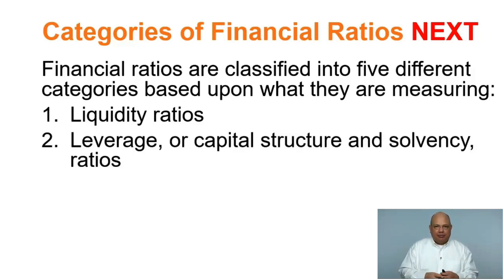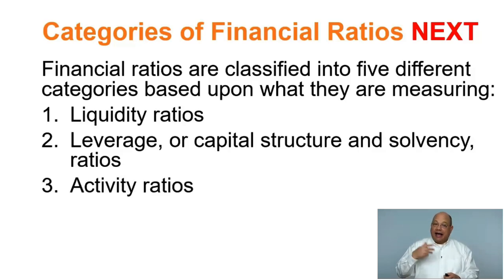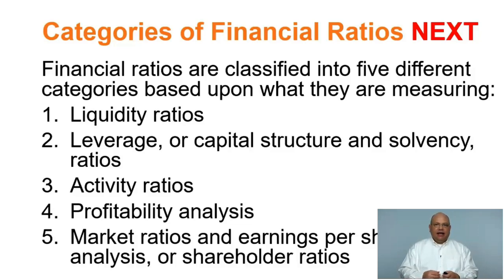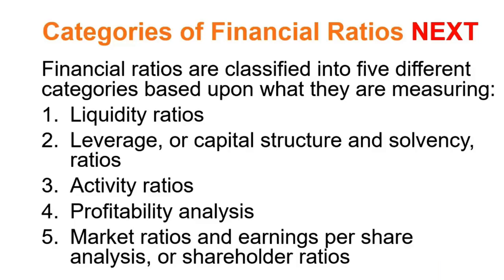And we have leverage or capital structure and solvency ratios: longer-term debt, investment obligations, how the company finances itself using that financing. Activity ratios: managing current assets and current liabilities efficiently. We have profitability analysis: different measures of the firm's profit in relation to its total revenue or assets, profit from sales and things like that. And then we have market ratios and earnings per share analysis, or shareholder ratios, looking at the financial conditions in terms of stock values.